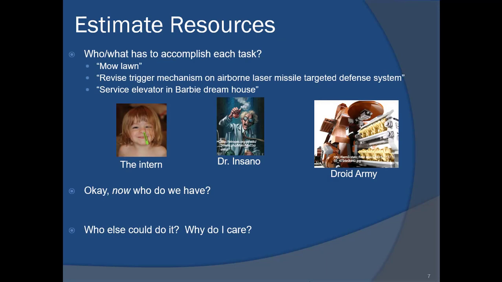Now you have to estimate your resources, who and what I have to actually accomplish each of these tasks. So whether it's mowing a lawn, whether it's creating a giant bunch of robots, it doesn't make a difference. You want to make sure that you have what resources you have in place, not just raw materials, but also expertise and ability. The interns, droid army, Dr. Insano, and scientists, so to speak, it doesn't matter, but you want to make sure that you know their limitations and know exactly what they're going to be putting into play. And you want to know who you actually have to do the work and who else could do it if you actually needed somebody else to do it.